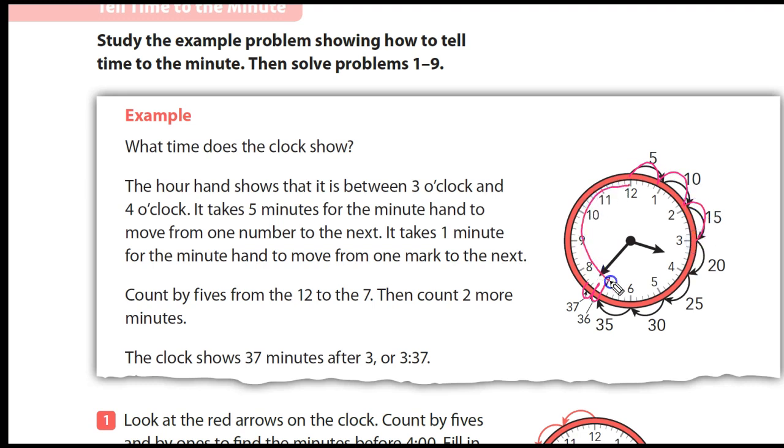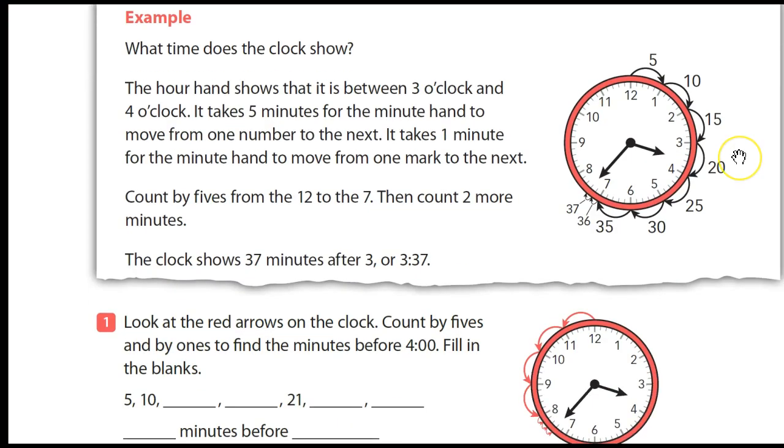The big numbers that you see, which are pointed to by the shorthand, are the hour numbers. Because what time does the clock show? The arrow hand shows that it's between 3 o'clock and 4, just right here. So it's between 3 and 4. So I know that it's 3 o'clock at least, right?